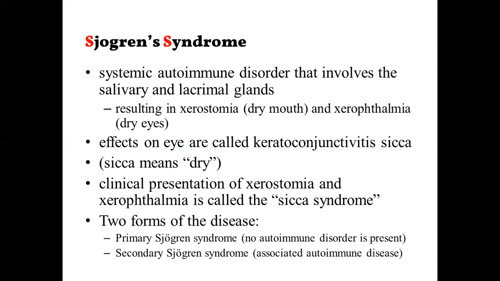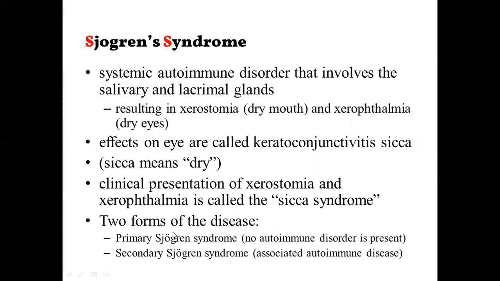Sjögren's syndrome is a systemic autoimmune disorder that involves the salivary and lacrimal glands. These syndromes result in xerostomia or dry mouth and xerophthalmia or dry eyes. The effects on eyes are called keratoconjunctivitis sica. Sica means dry. The clinical presentation of xerostomia and xerophthalmia is called the sicca syndrome. Dry syndrome. Sabi kanina, sicca means dry. So, pag pinag-combine mo yung xerostomia at saka yung xerophthalmia, it is called the sicca syndrome.